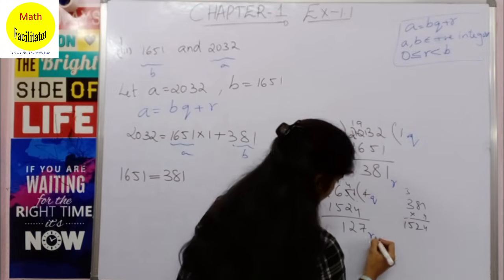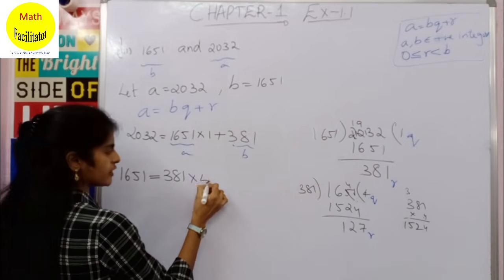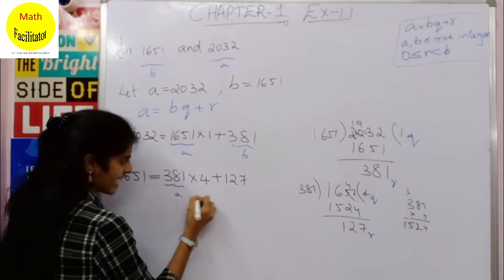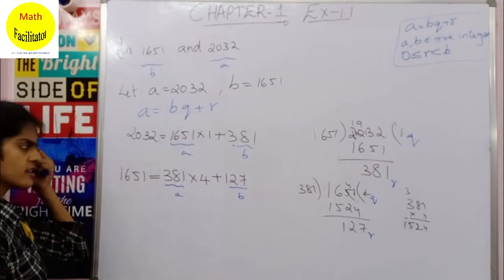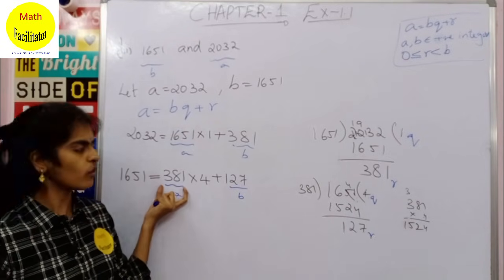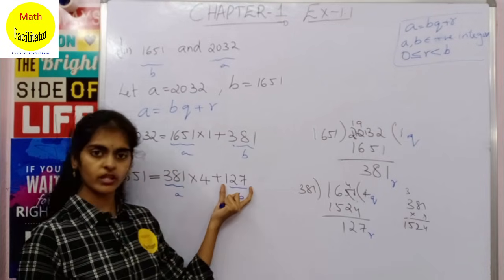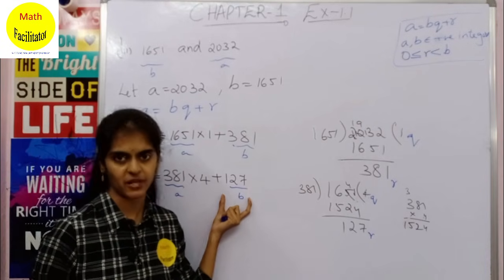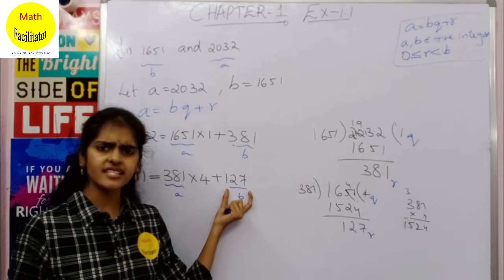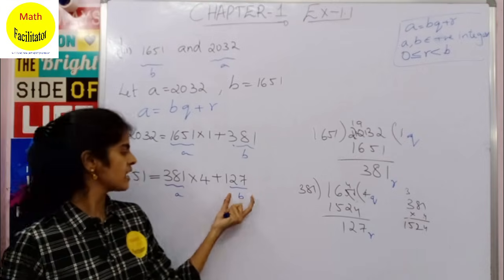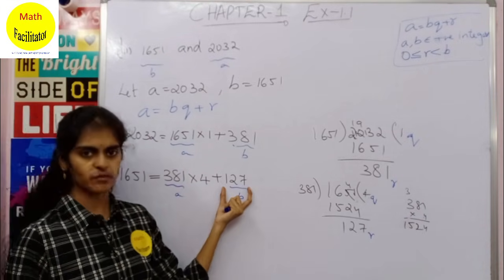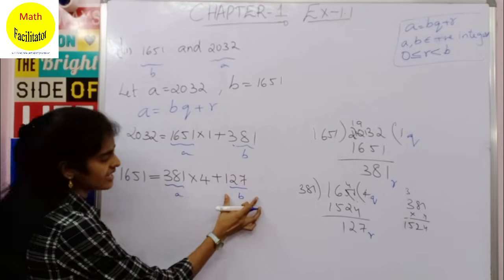So this is the quotient, this is the remainder. So 381 into 4 plus remainder is 127. Now this quotient will be A and this will be B. The easier method is that after the equality sign, whatever you have will be A, and unless this remainder is 0, the remainder will be B. If the remainder is not 0, then in the next step it will be B. If the remainder is 0, you just stop the problem. So after the equality sign, the first number will be A and the last number is B.